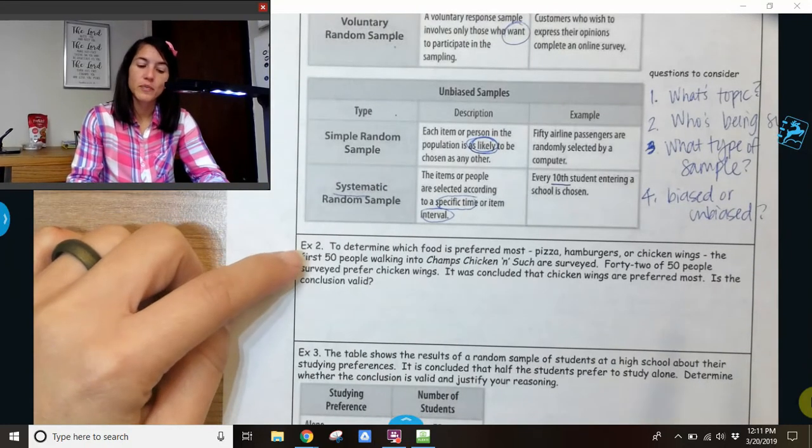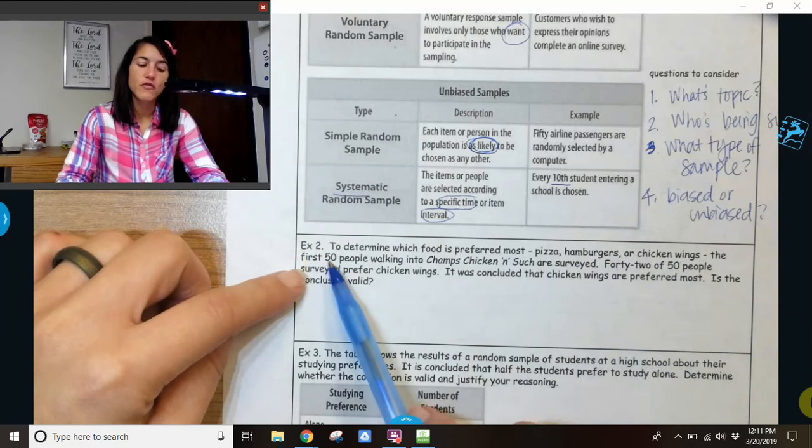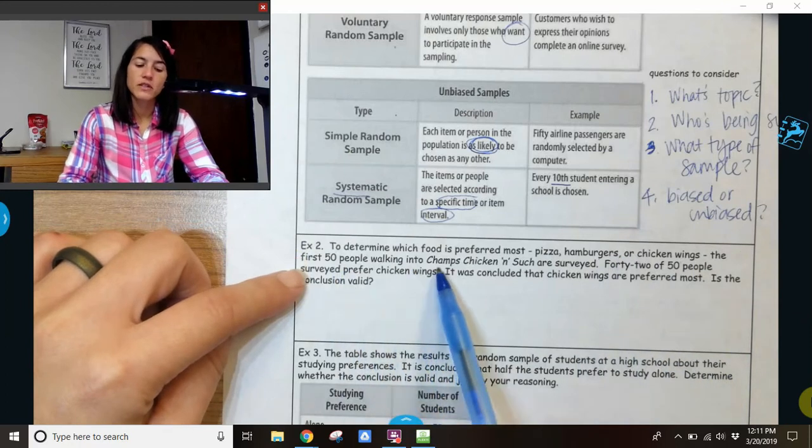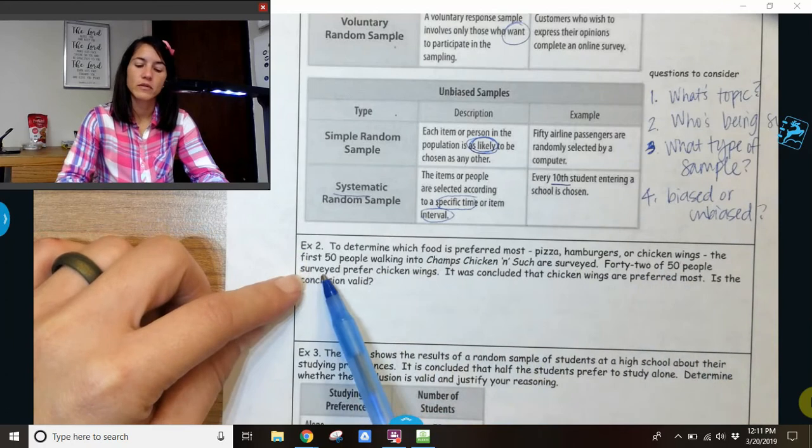To determine which food is preferred most, pizza, hamburgers, or chicken. Okay? The first 50 people walking into Champs Chicken and such are surveyed. 42 of 50 people surveyed prefer chicken wings.